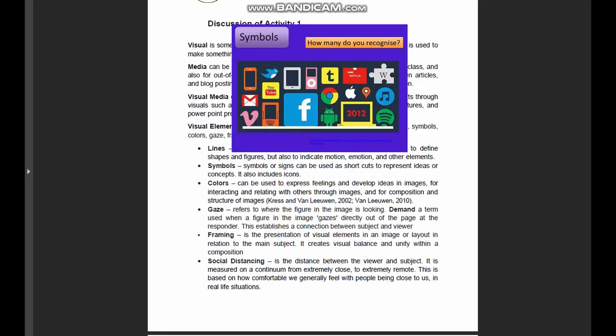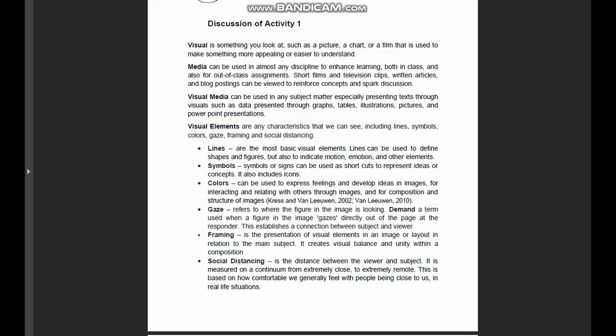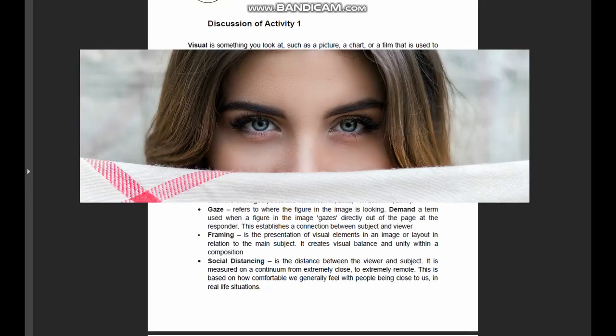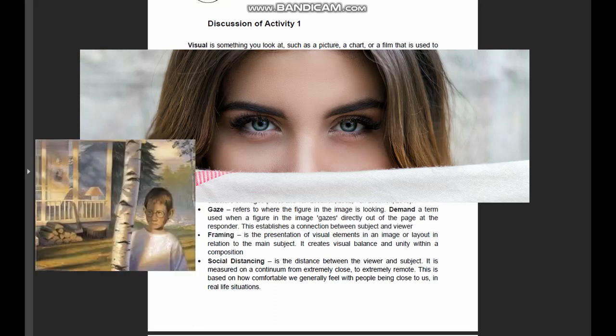Next, we have symbols. Symbols or signs can be used as shortcuts to represent ideas or concepts. It also includes icons. Next, colors. Colors can be used to express feelings and develop ideas in images, for interacting and relating with others through images, and for composition and structure of images. Next, gaze. Gaze refers to where the figure establishes a connection between the subject and viewer.